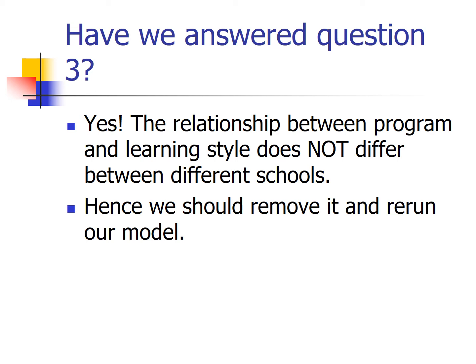Now, going back to how the non-statistician, the educational researcher, posed the problem to us, does the relationship between learning preference and program differ by school? And the answer is no, it does not differ. That's essentially what the non-significant interaction is telling us, right? The fact that the interaction is non-significant answers that third question posed to us by the researcher. Now, we could remove that from our model, rerun the model, and answer questions 1 and 2.